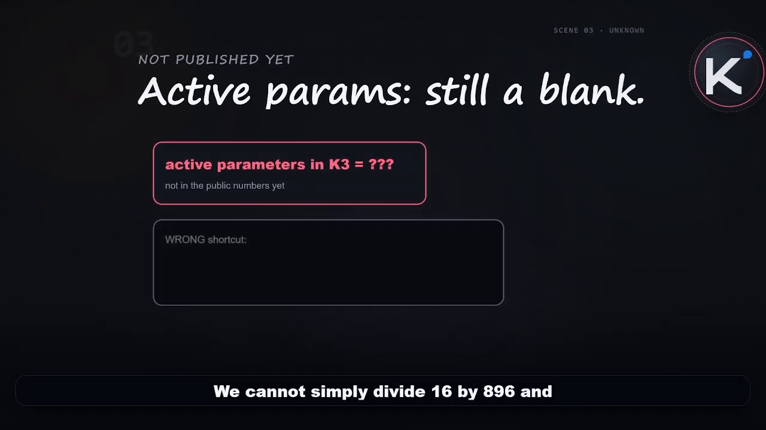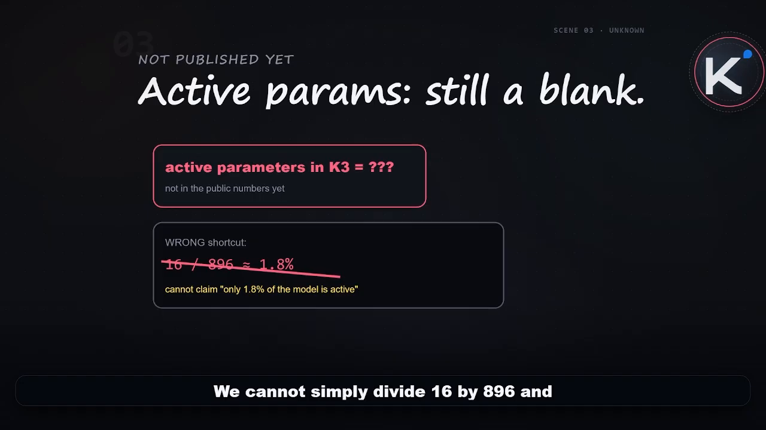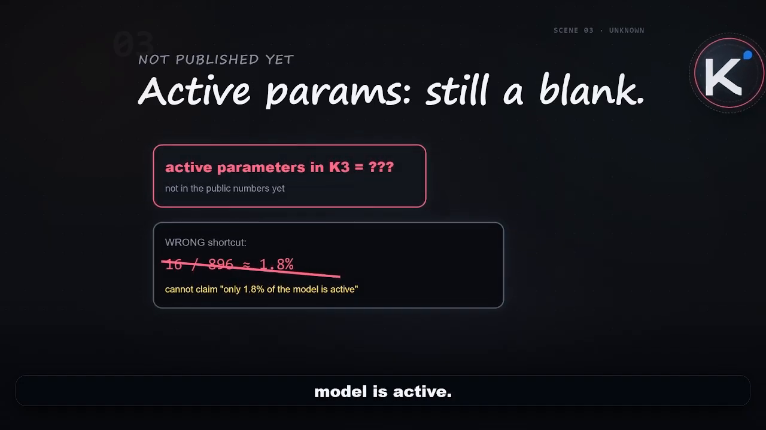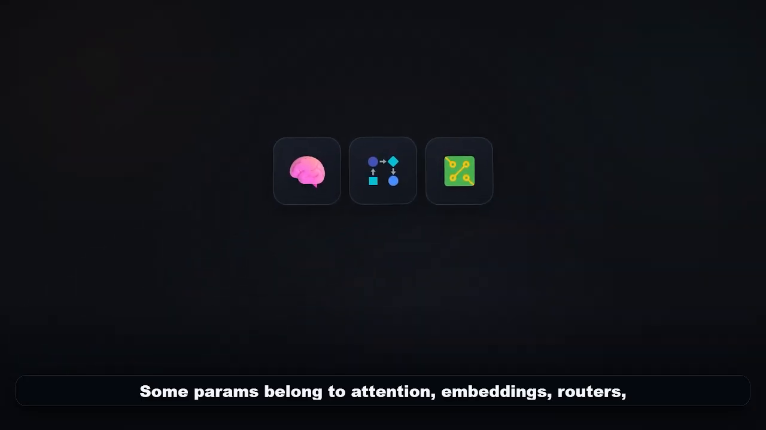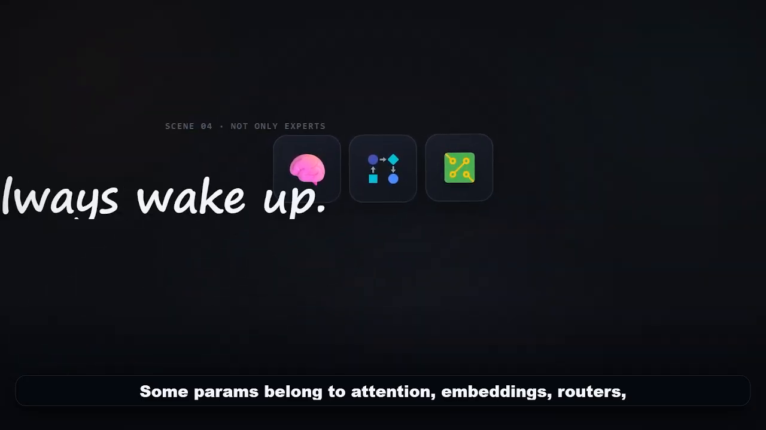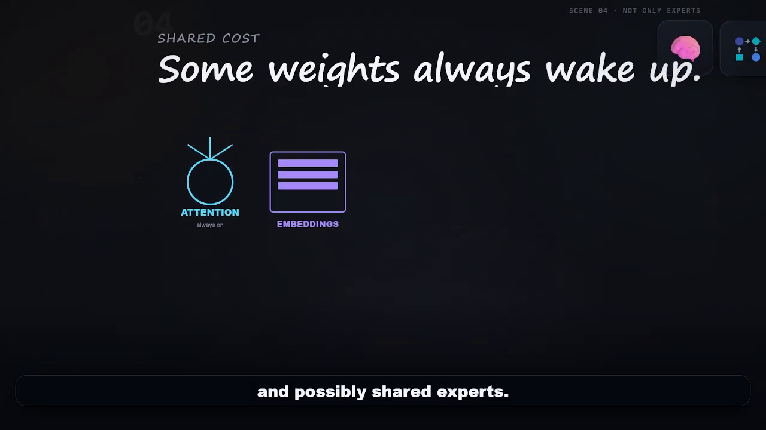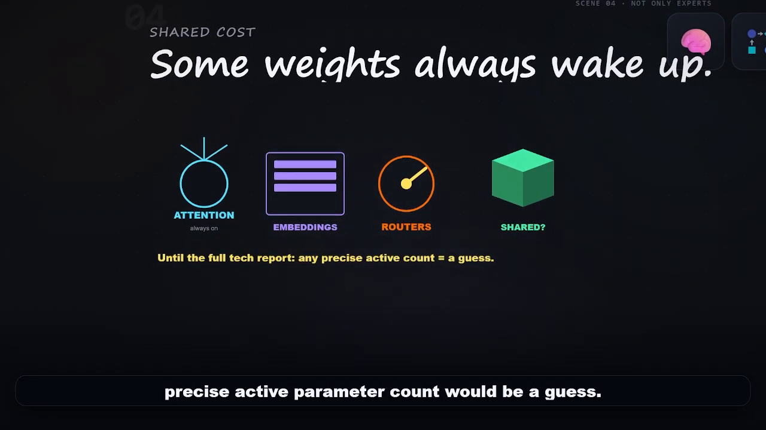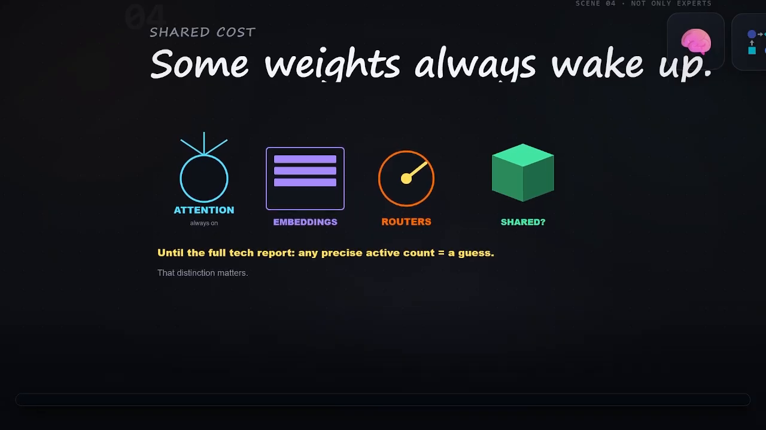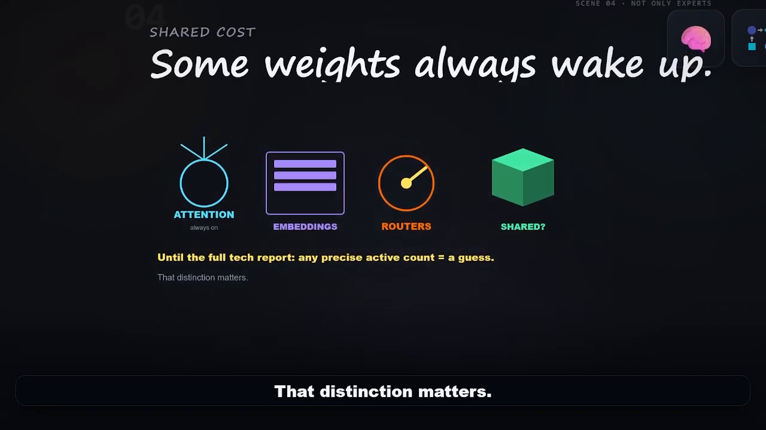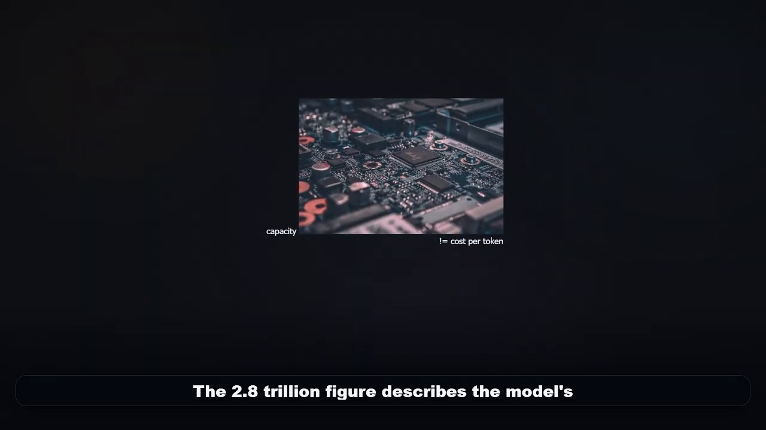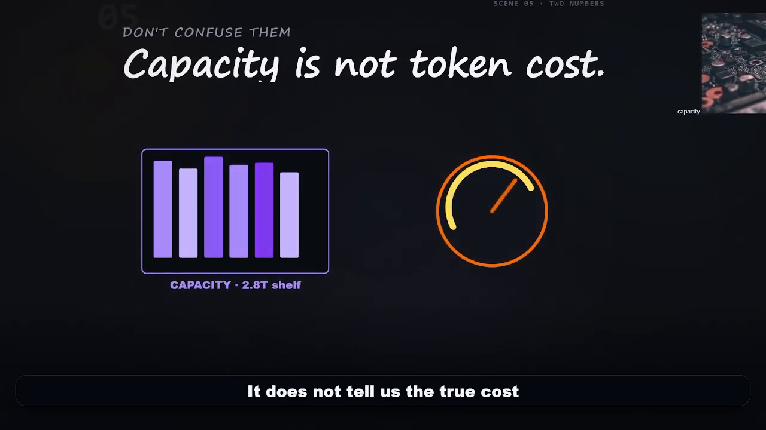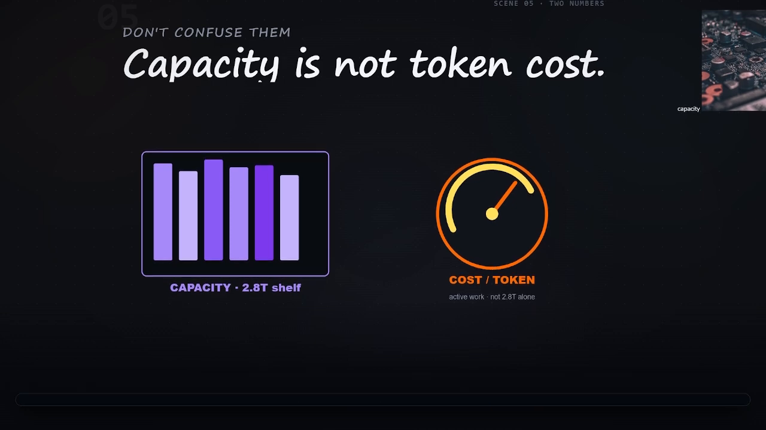We cannot simply divide 16 by 896 and claim that only 1.8% of the model is active. Some parameters belong to attention layers, embeddings, routers, and possibly shared experts. Until the full technical report is available, any precise active parameter count would be a guess. That distinction matters. The 2.8 trillion figure describes the model's total capacity. It does not tell us the true cost of producing each token.